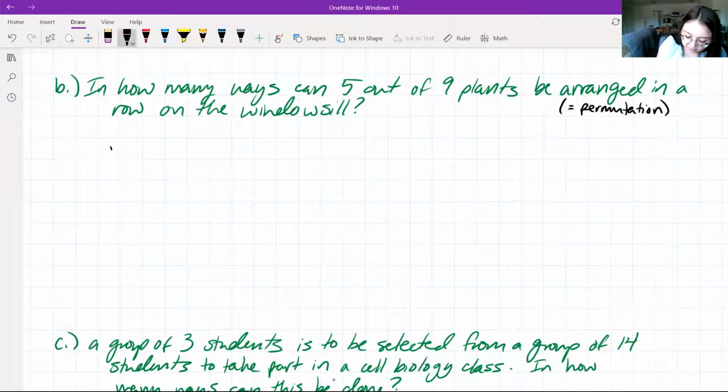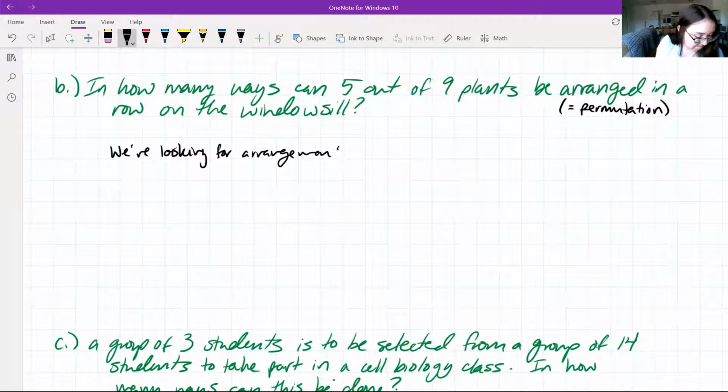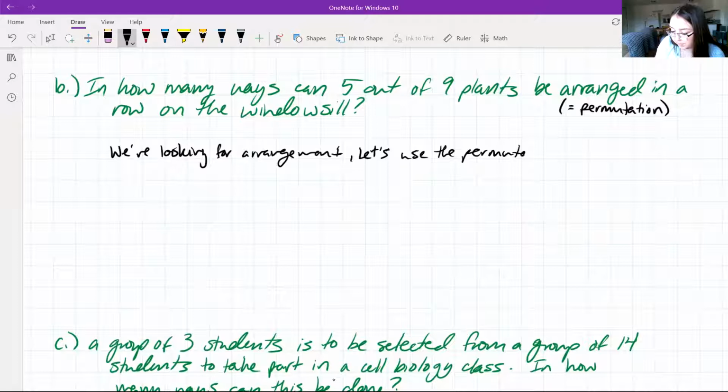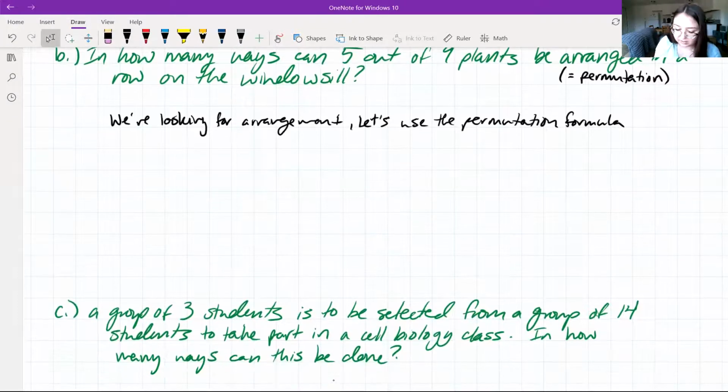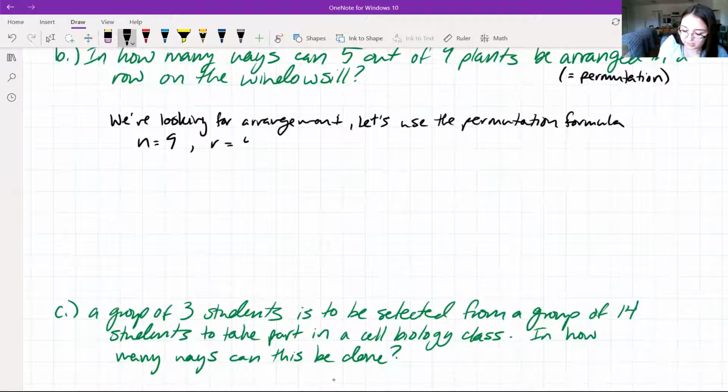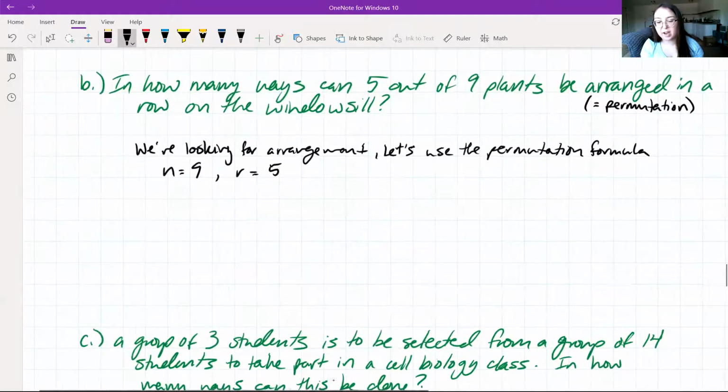So we can say we're looking for arrangement. So let's use the permutation formula. Then we're going to say n is equal to 9 and r is equal to 5, since we're taking 5 out of 9.